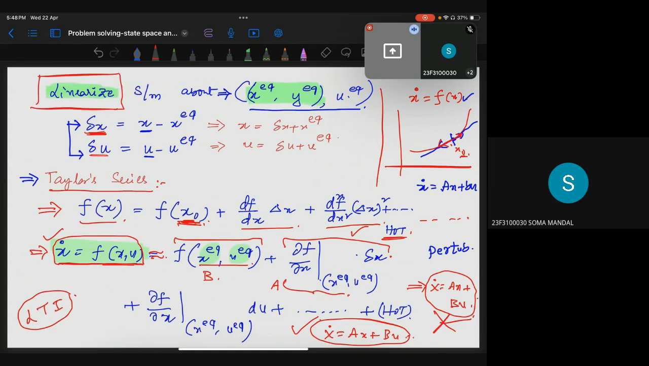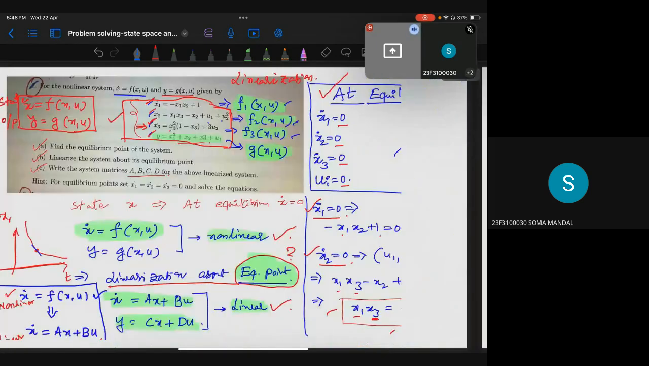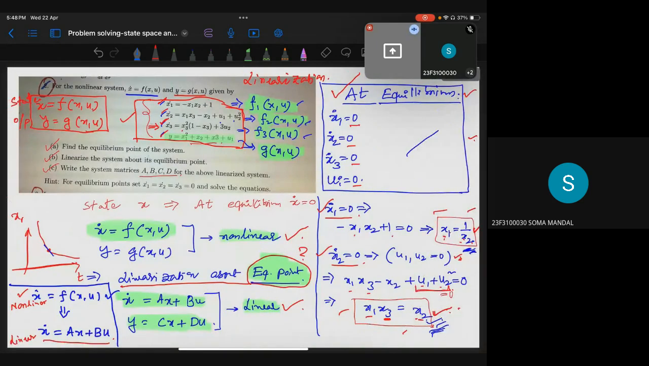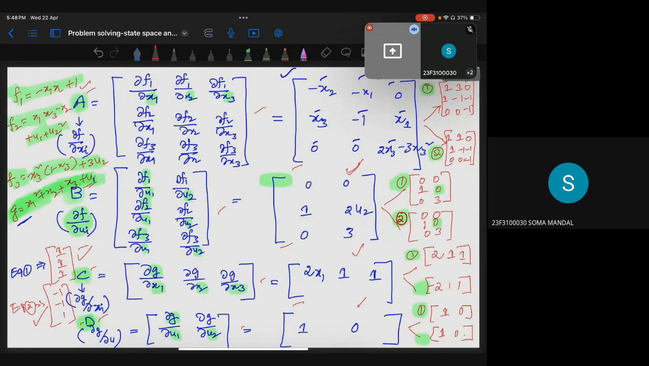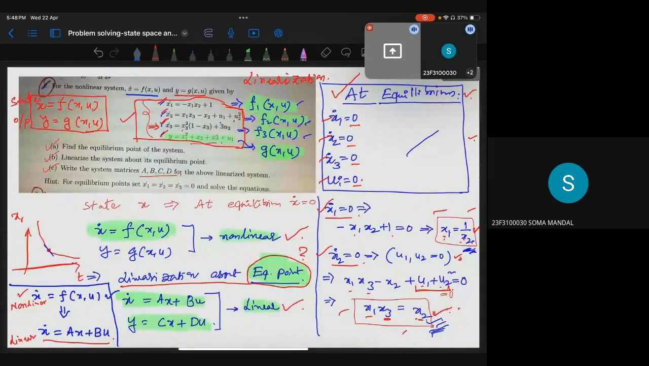How do you do the linearization? First, we find the equilibrium point. We equate all these derivatives to 0 and then find the equilibrium points. Once we have the equilibrium points, these are the standard formats for the ABCD matrices. There may be two equations only, x1 dot and x2 dot, if the number of state variables is two.